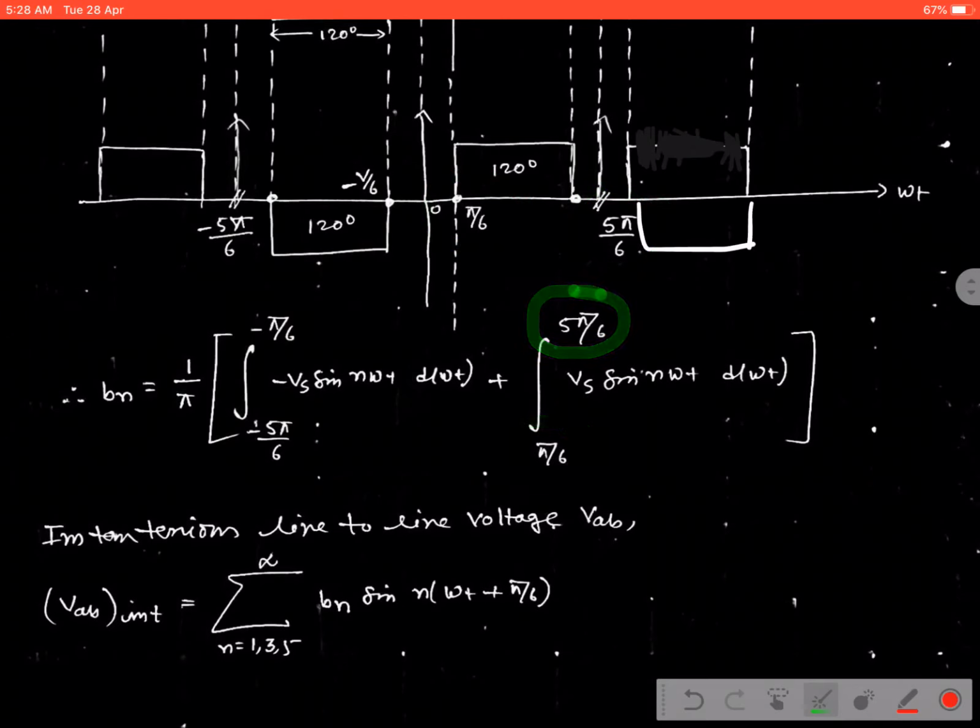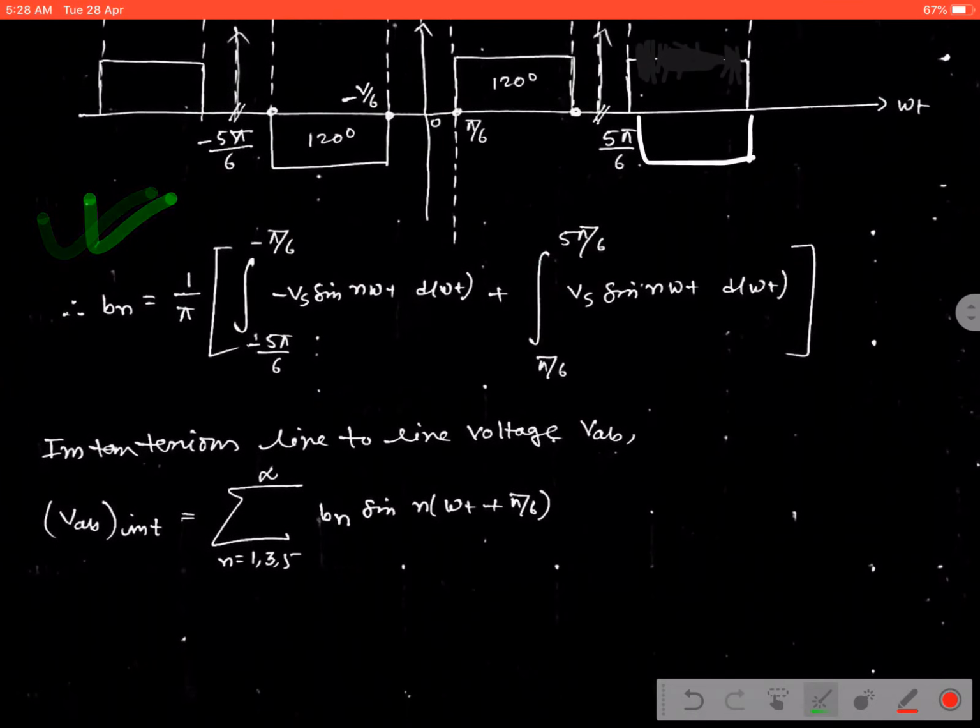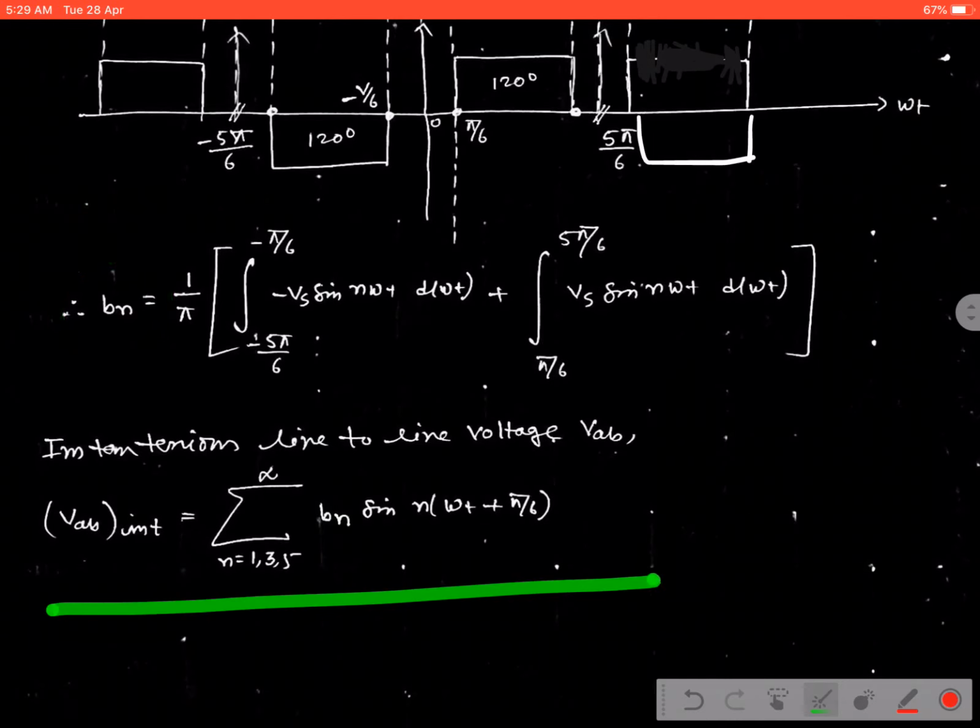So we can explain this mathematical expression in this way. One more thing is very important to understand. Actually, this is the coefficient of the periodic function. So what is the periodic function? This one.